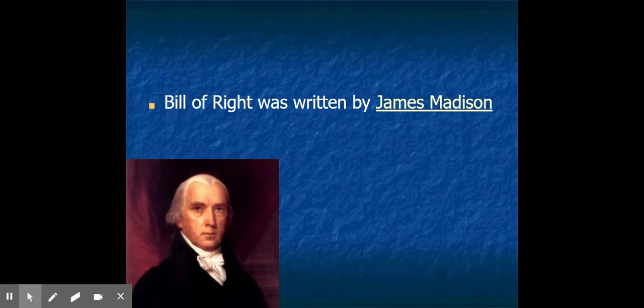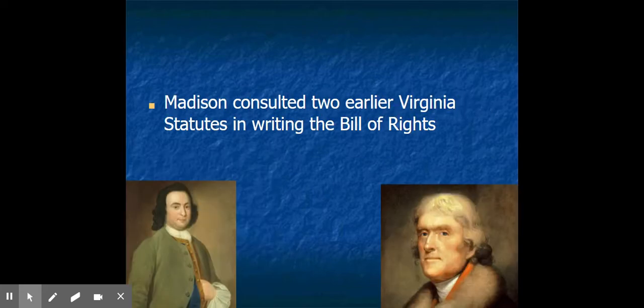Now, in writing the Bill of Rights, Madison goes to two other earlier Virginia statutes. Okay. And the reason he goes to Virginia statutes is because he himself is from Virginia. But like I said earlier this week, if you go to the other states, if you went to North Carolina or Massachusetts or Pennsylvania or New York, you would find similar statutes in those states. All right. And they're all basically going to say the same thing. Madison's using Virginia because he's from Virginia.